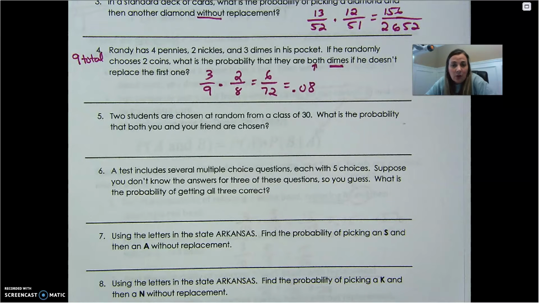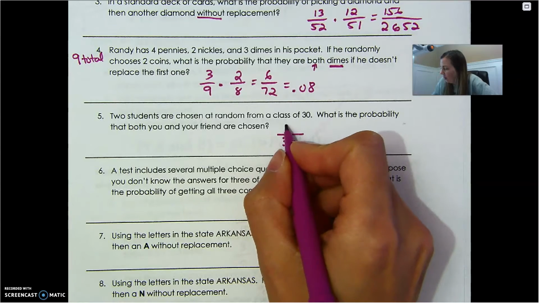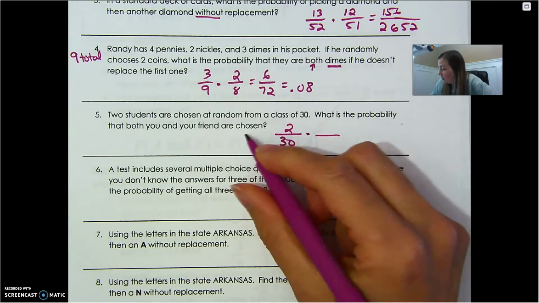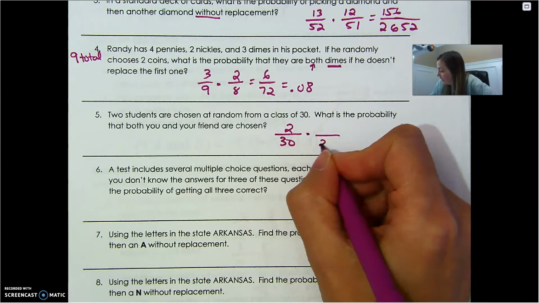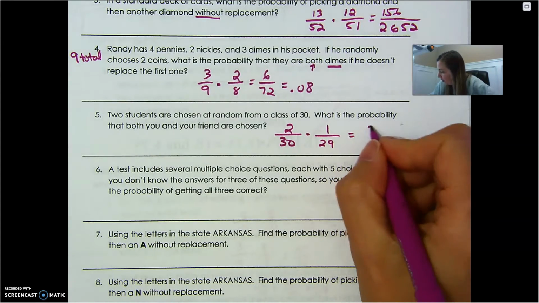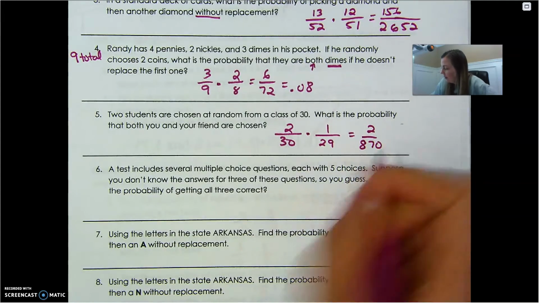2 students are chosen at random from a class of 30. What's the probability both you and your friend are chosen? Okay, so out of 30, we've got you and a friend. All right, so there's 2 out of 30. Okay, we're going to assume you or your friend was selected. So now we're down to 1 out of 29. All right, so multiplying that straight across, you get 2 out of 30 times 29, 870.